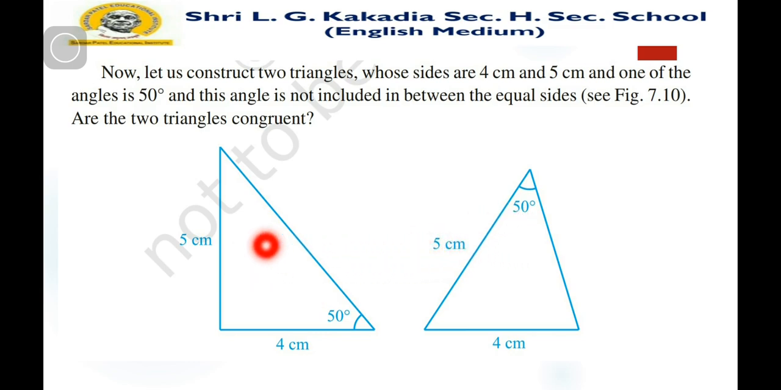So here the SSA and ASS rule cannot be possible. So we cannot say these two triangles are congruent. Just as the SAS congruence rule is possible, SSA and ASS are not possible.